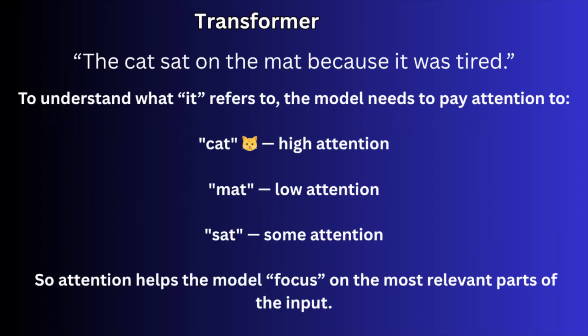Let's take another example. The cat sat on the mat because it was tired. To understand what it refers to, the model needs to pay attention to the words cat, mat, sat. So attention helps the model focus on the most relevant parts of the input. Transformer is a deep learning architecture that uses a self-attention mechanism to understand and generate language by processing all input tokens in parallel. Transformers are the core architecture behind today's most powerful AI models.